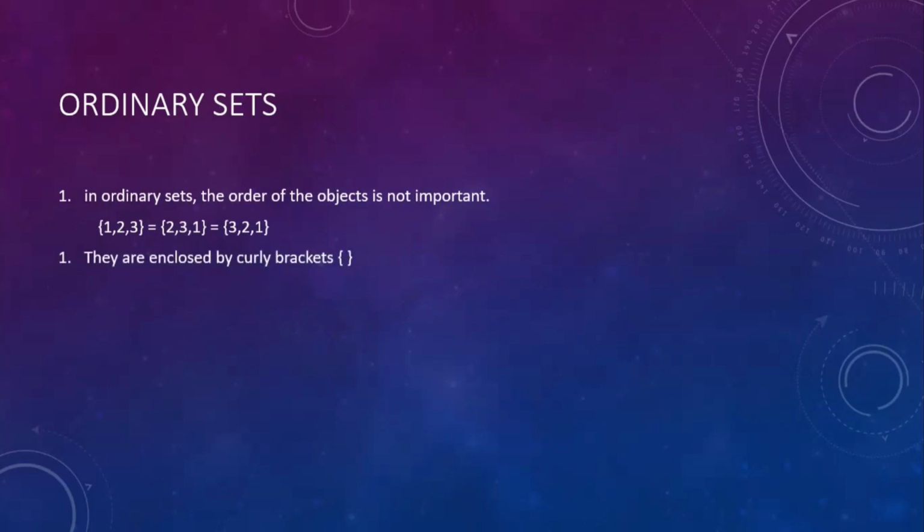We enclose them in curly brackets. Like in the above example, you can see the elements are written in curly brackets, and the contents present in the curly brackets are called elements. Two sets are equal if their objects are the same.